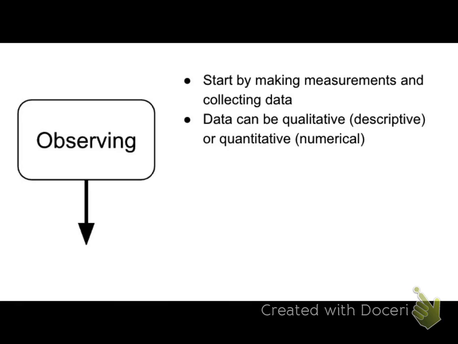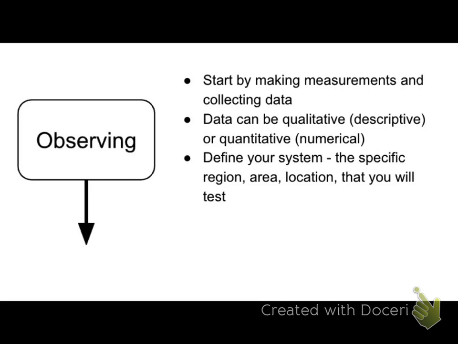And then data can also be quantitative, okay? So quantitative data is hard numbers, numerical values. So when you gathered the mass or the height or the circumference of this candle, you were getting quantitative data. Okay. Once you have your data, you can start to define your system. Your system is the specific region, area, location, objects that you are going to use when you are running your tests.